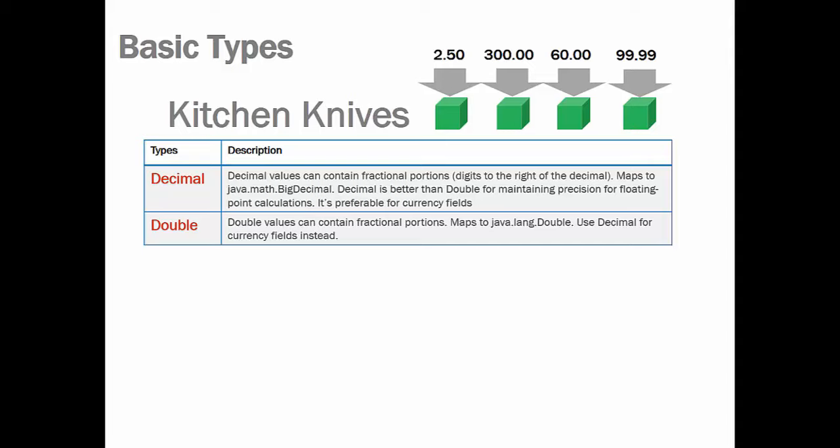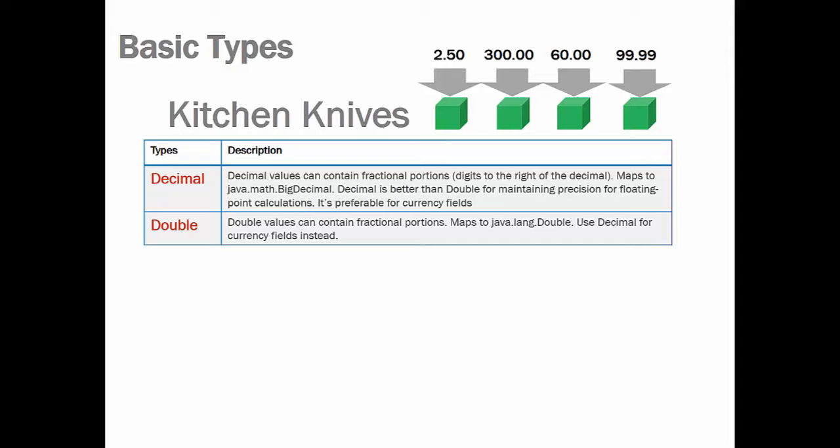Now let's go look at my placeholder called kitchen knives. And now it's either going to be a decimal or a double. They're kind of the same in this example. The reason I say they're the same is because I can use fractional portions to the right of the decimal. So in this case, I'm looking at our 4 boxes, and the first box, I could say something like, okay, first box is worth $2.50. So I put all my knives in that box, and I'm going to tag it. I'm going to say this box is worth $2.50. The next one, I want to say it's worth $300. The third, let's say 60, and the last one is $99.99.